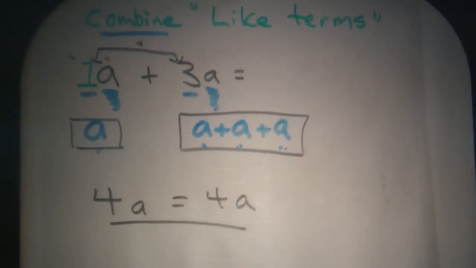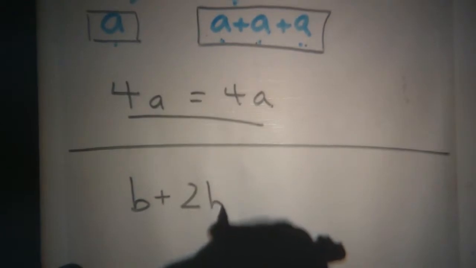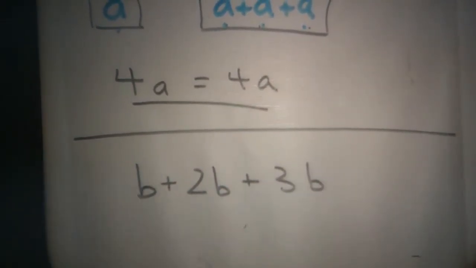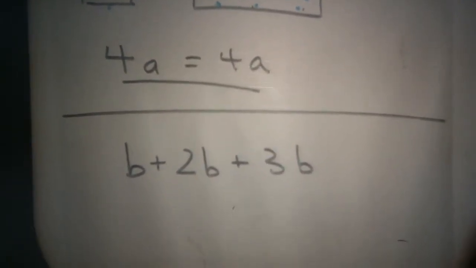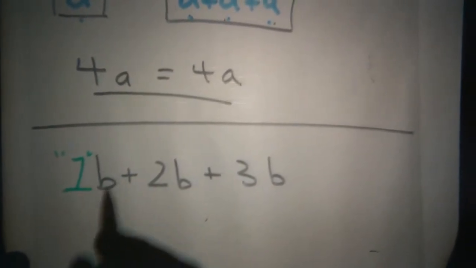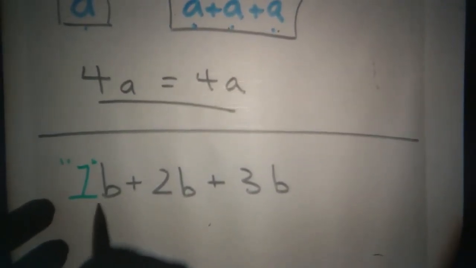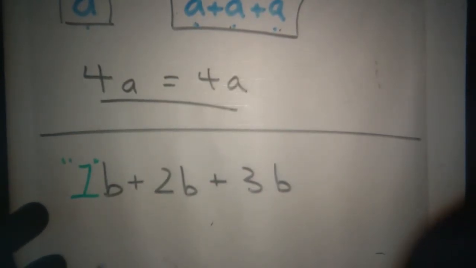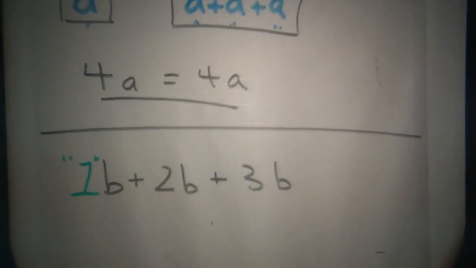Let's see, what if I had this problem here? b plus 2b plus 3b. Again, we have to harken back to our imaginary 1. b is not by itself. It always has the friend here. Every variable always has its friend number 1. If he looks alone, he's not alone. He has a friend.